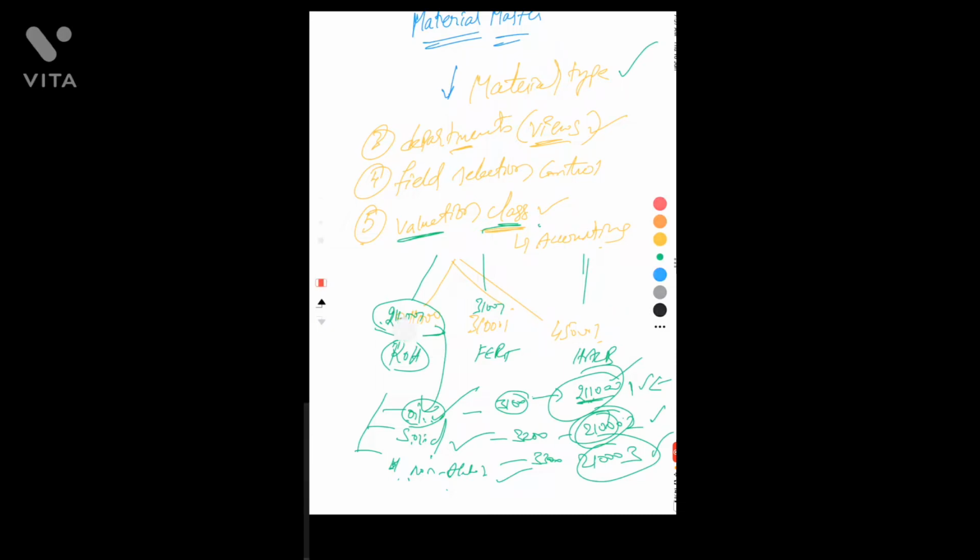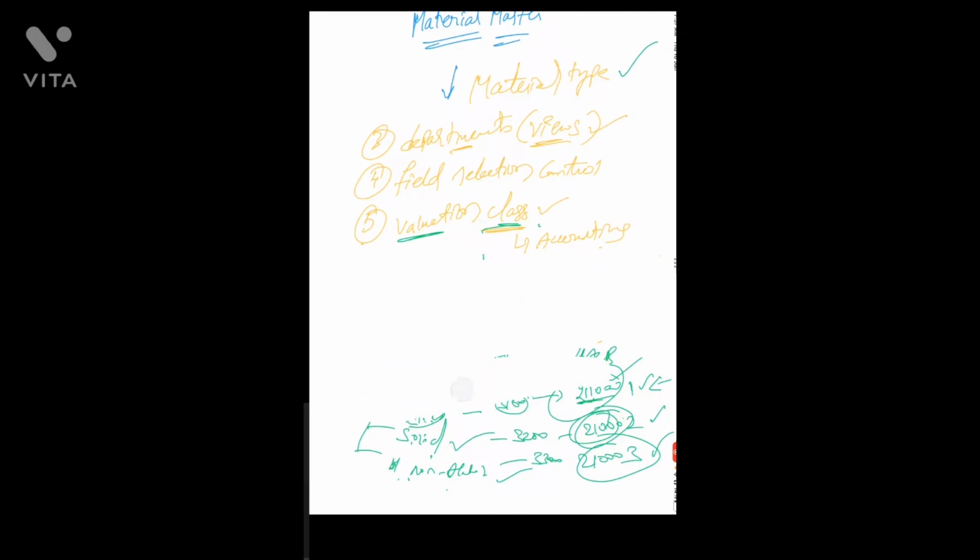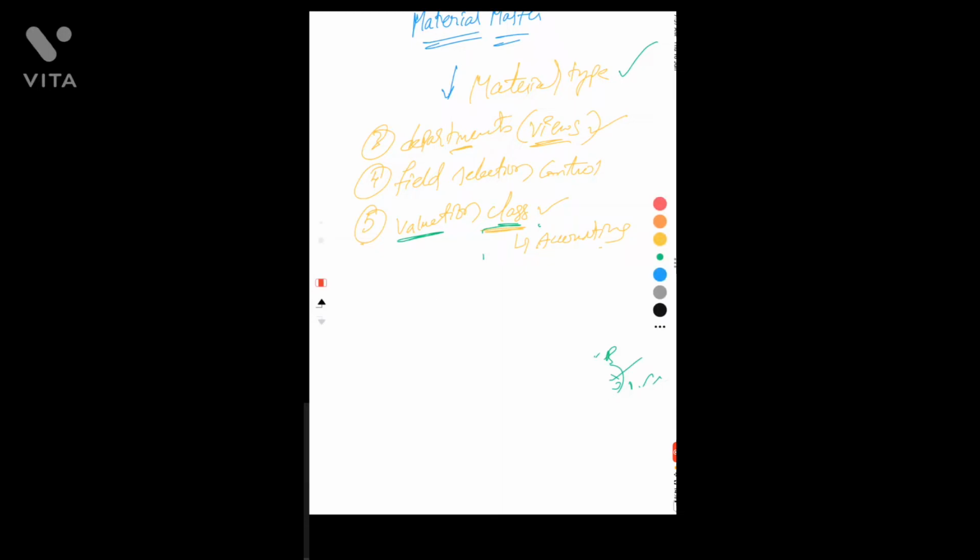Okay, so it is especially for the finished goods. So it is especially for the accounting purpose. Okay, so now what is the control here? The material type will be controlling the valuation class, which valuation class, which GL account should be hit. So it is also controlling the valuation class. Okay, clear?